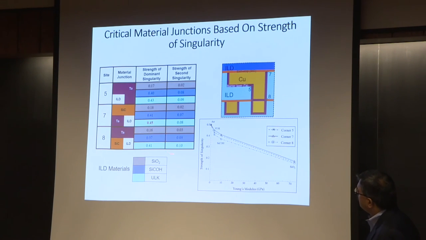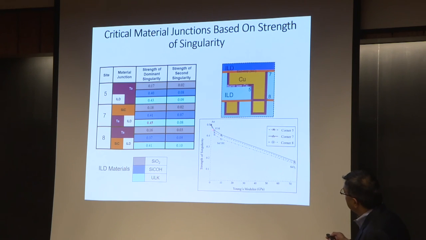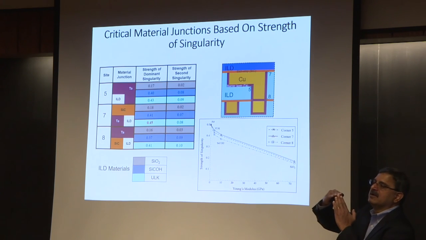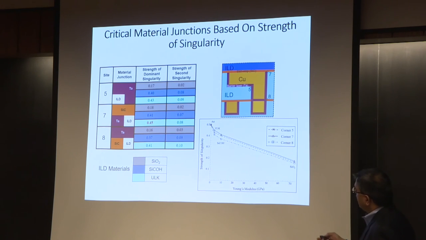When you do the asymptotic analysis, you find that when you have a less stiff material surrounded in 270 degrees by a stiff material, those corners are a lot more susceptible, and the strength of singularity could be as high as 0.45 for the current generation of technology. Now, as you make it more and more porous, when the strength of singularity becomes 0.5, even though you have a 90 degree angle, you have essentially created a crack. Essentially that has the same behavior as a crack. So we analyzed it and we found this 7 to be the location potentially where a crack could start.